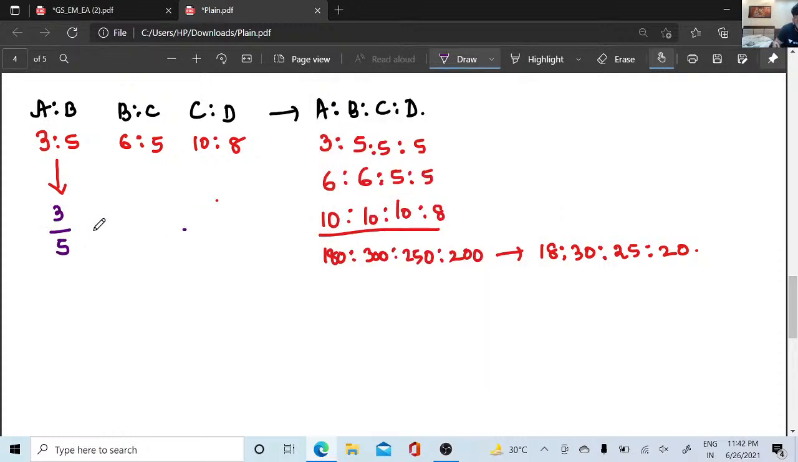3 bar 5 is to 6 bar 5 is to 10 bar 8. Right? 10 bar 8. So you can see here, we need to equate B. B here is 5 and 6. So how can I equate B here? This is 6 into 5 and 5 into 6. So if I'm multiplying by 6 and by 5 here, this goes to be into 5 and this goes to be into 6. So B is equated here.